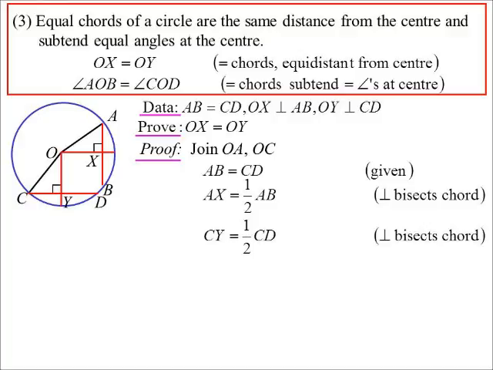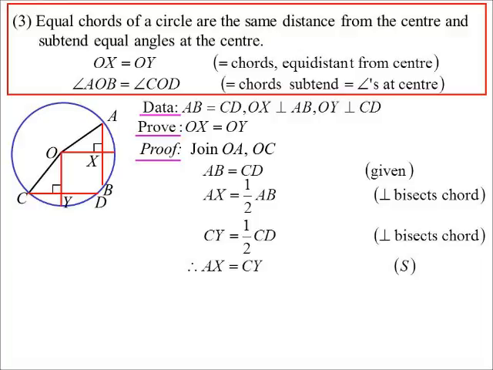I was possibly a bit lazy there. I should have really said perpendicular from centre bisects the chord. So therefore AX is equal to CY. Don't be lazy in your proofs. Okay? I know AB is equal to CD. That information was given to me. But I can't immediately say AX is equal to CY. I've got to prove that, because that information wasn't given to me. So that's what I've done there.